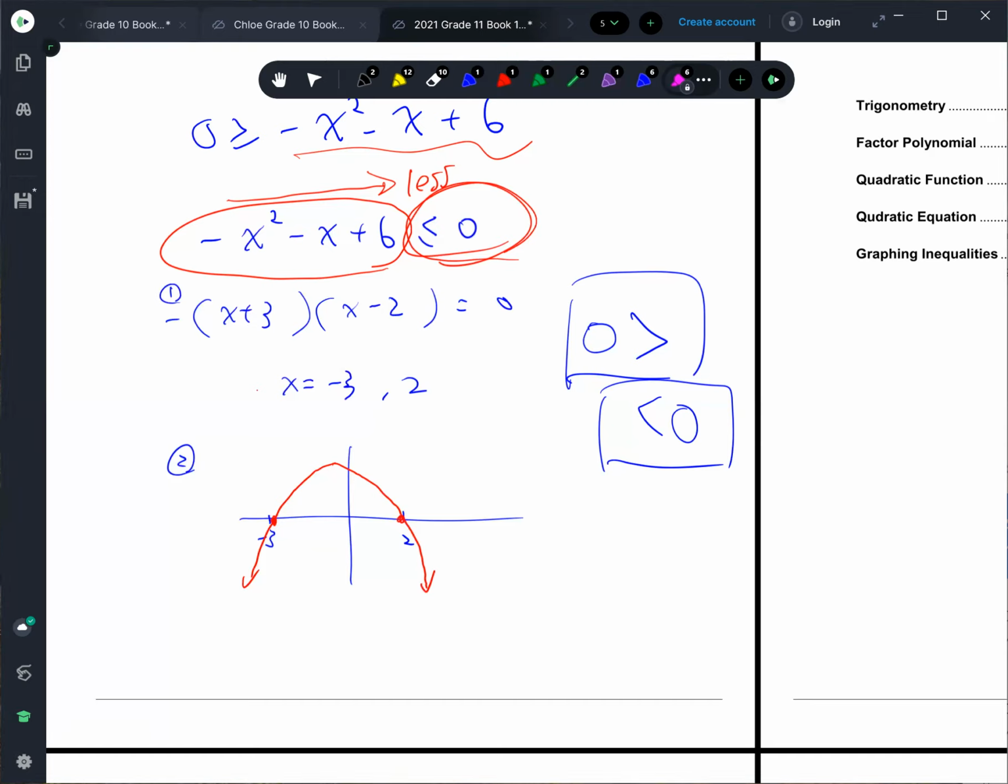Below. Yeah, so we want it below 0. Okay, just translate that into words, right? Less means below. If it's equal to 0 means on the x-axis. If it's less than 0 means below x-axis. So which part is below x-axis? Below x-axis.